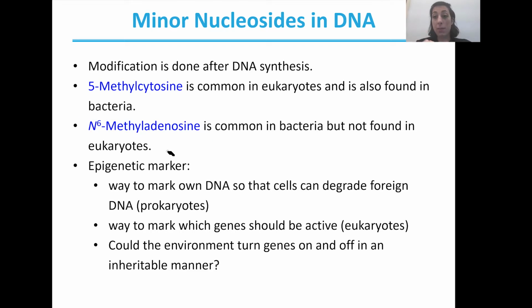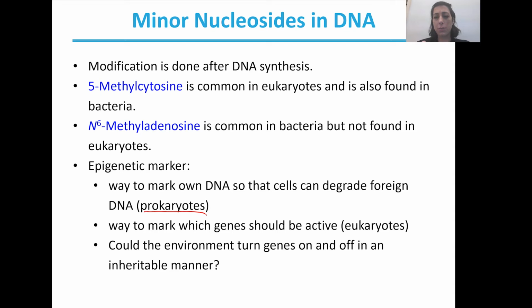These types of modifications, adding a methyl group, for example, to a cytosine or an adenosine, and making these varied groups are called epigenetic markers, a way to mark DNA so that cells can degrade foreign DNA. So sometimes our DNA will be tagged with these markers, these methyl groups on the nitrogenous base, again, as a way for our body to recognize, hey, that is foreign DNA that comes from a bacteria or a prokaryote, and it needs to be degraded.